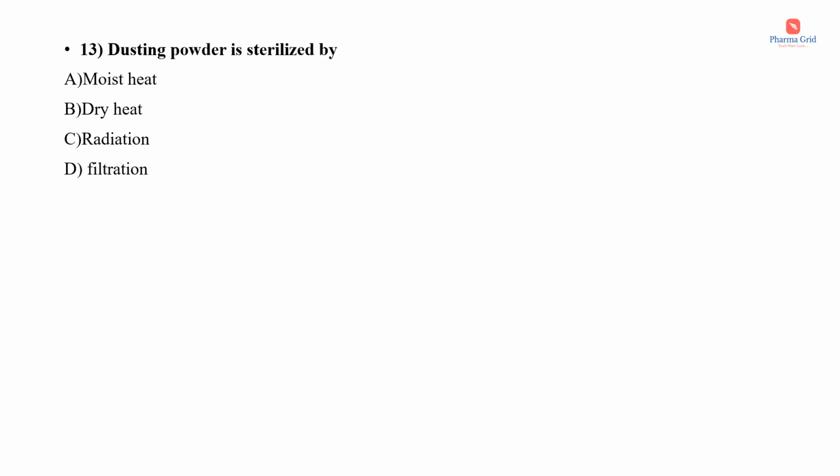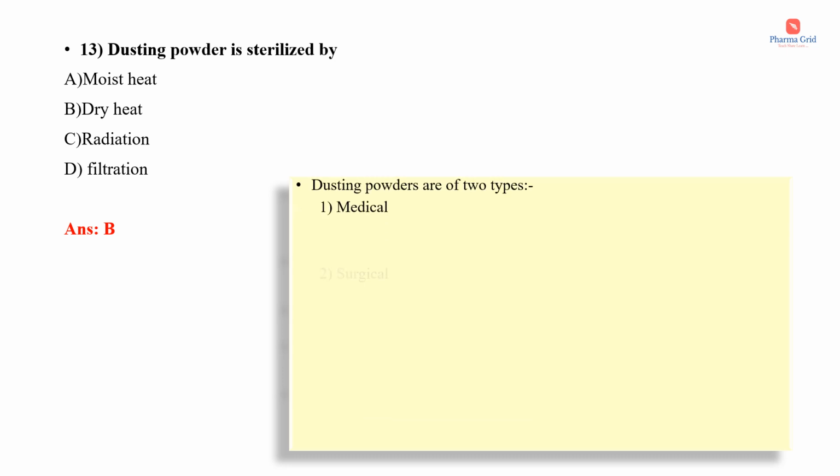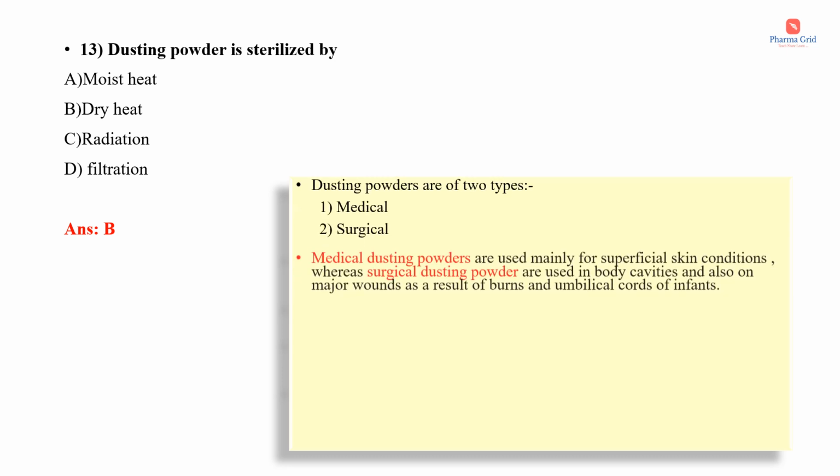Number 13. Dusting powder is sterilized by. The options are moist heat, dry heat, radiation, filtration. So here the correct answer is option B, that is dry heat sterilization. Dusting powders are of two types, that is medical dusting powders as well as surgical dusting powders.